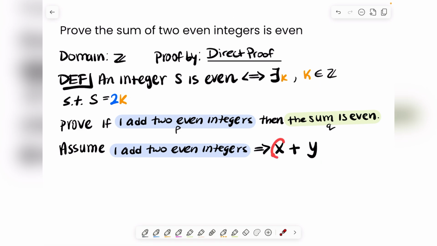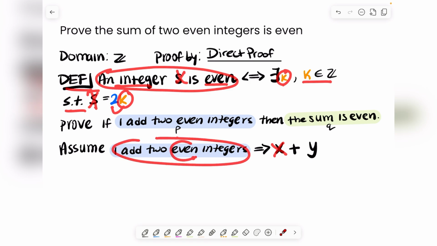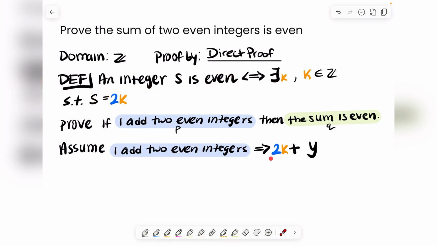But what does it mean for x and y to be two even integers? Well, if we're saying that x is an even integer, let's go back to the definition. If x is an even integer, then there exists another integer, k, where if you take k and multiply by 2, it's going to give you x. So in other words, if we're assuming that we have an even integer x, then it is true that x is equal to 2 times some other integer k. So we can replace x with 2 times some integer k, and we can do the same for y because we know that y is also an even integer.